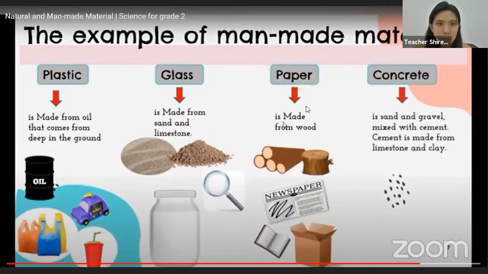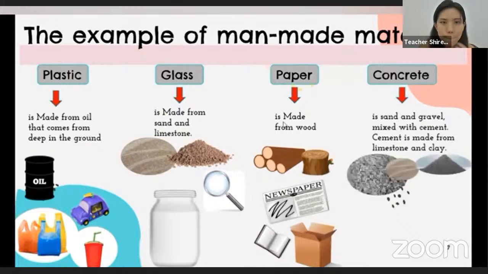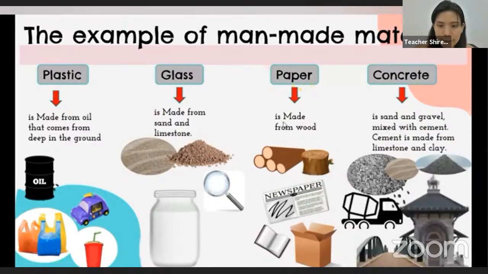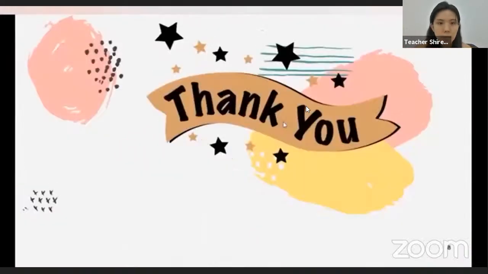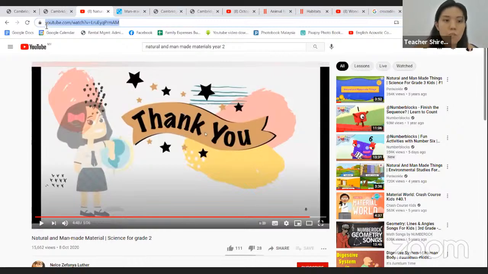Concrete is sand and gravel mixed with cement. Cement is made from limestone and clay. It can be used to make bridges, roads, and buildings. Okay, so that's the video of what is natural things and what is man-made.